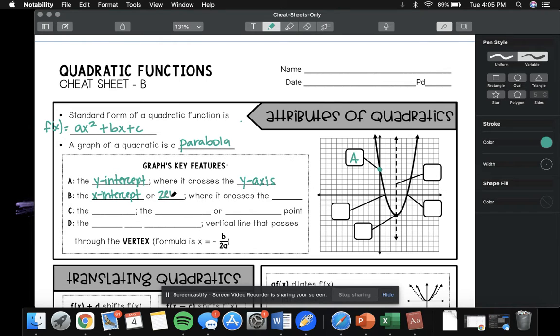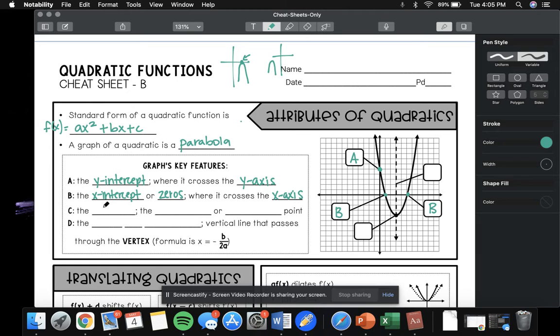We also call those our zeros, and that is where it crosses the x-axis. So with a lot of quadratics, they'll cross sometimes twice. So these would be called our x-intercepts or our zeros. There also could be a graph where it crosses one time, 1 zero. Or it could cross no times, which would be 0 zeros.